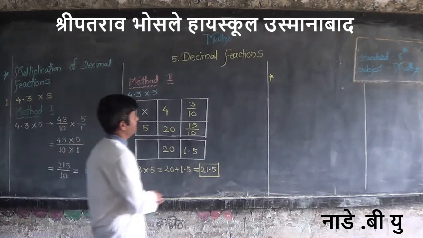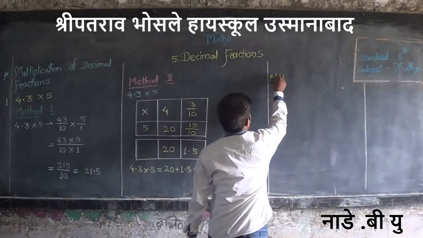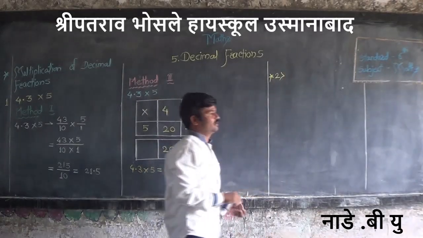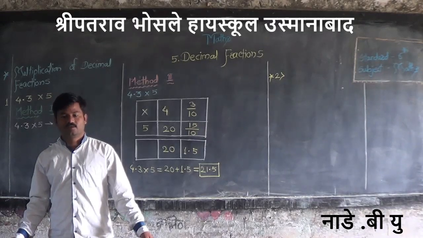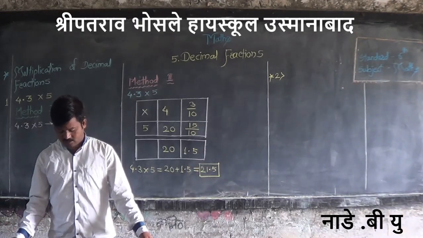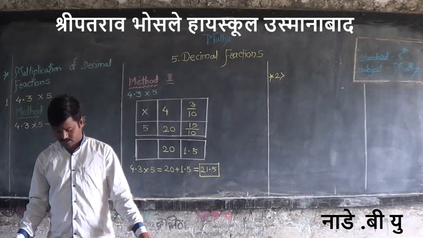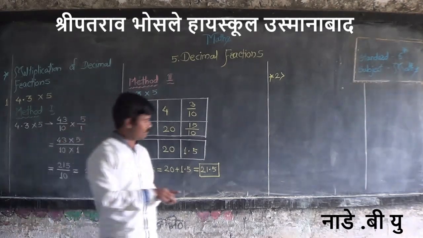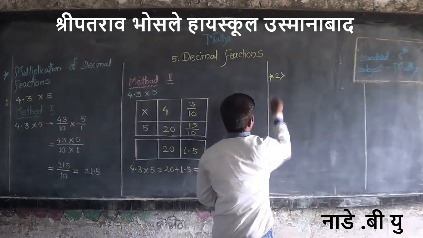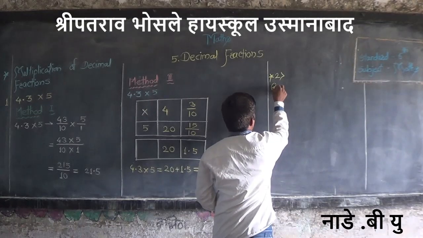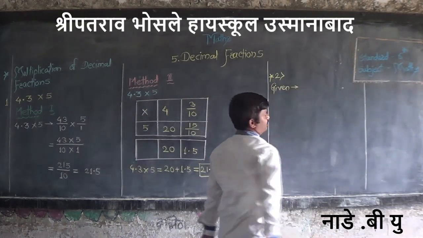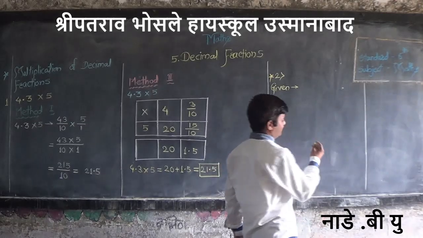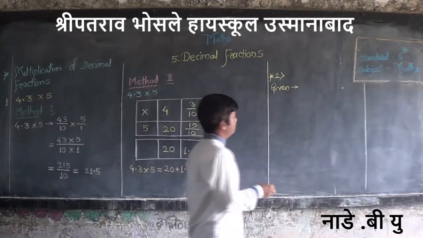Here we see the second example. The example is a word problem. Here we first write the given information in the example or question. Given information is the rate of petrol.